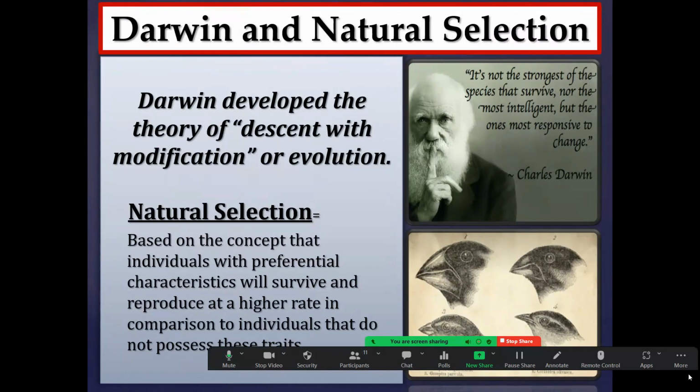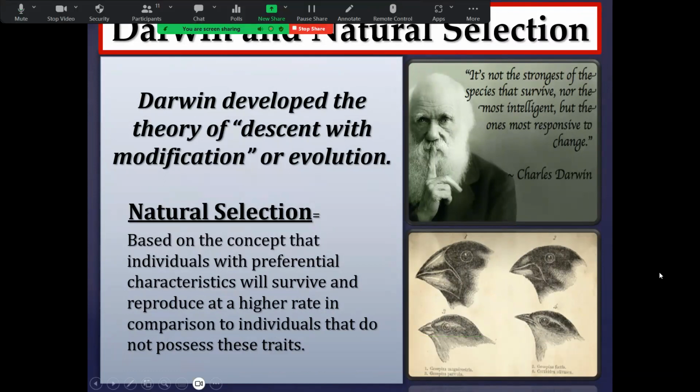Now this is going to vary depending upon the environment we're talking about. What's beneficial in the desert, for example, may not be beneficial in the tropics, or what's beneficial in the tropics may not be beneficial in the Arctic. So natural selection is the principle that organisms will have differential survival based upon the characteristics that they possess and also the environmental circumstances they find themselves in.